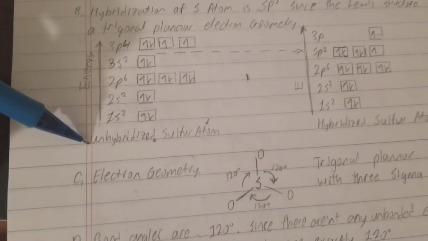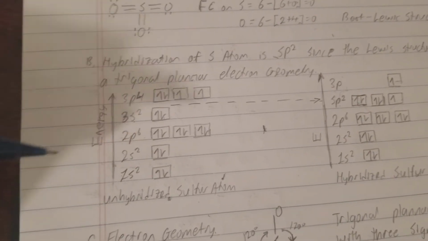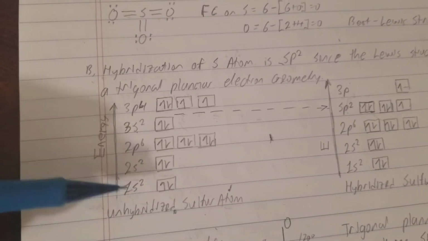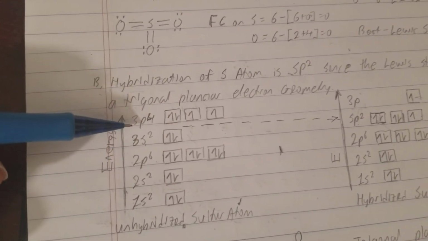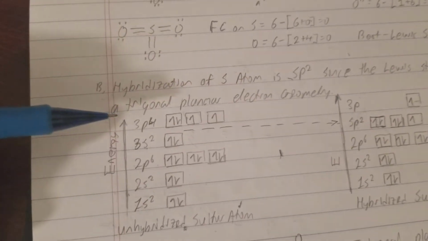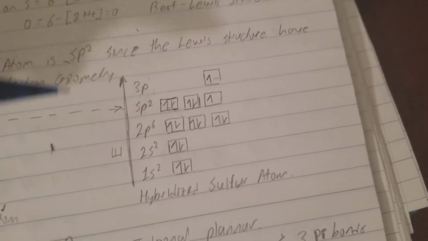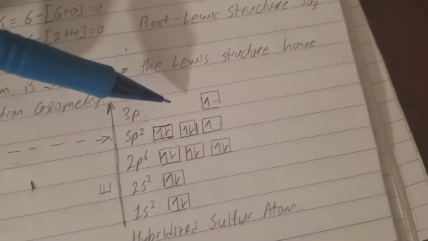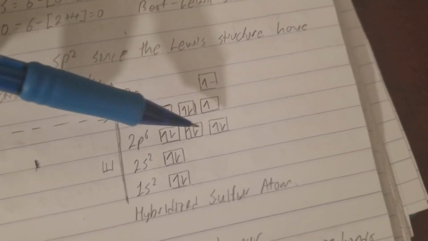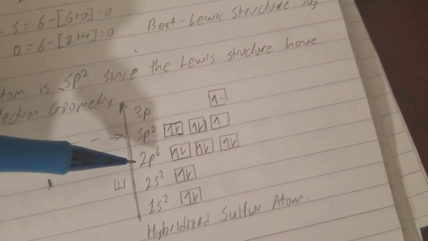Before the sulfur atom is hybridized, this is the ground state electron configuration that it has, with 1s2, 2s2, 2p6, 3s2, and 3p4 electrons in their subshells. When the atom is hybridized, one orbital from the s subshell and 2 orbitals from the p subshell hybridize, or mix together, to give us the sp2 hybridized sulfur atom.